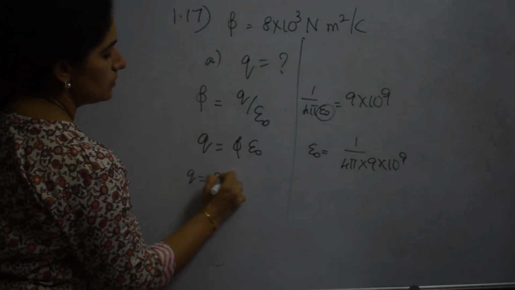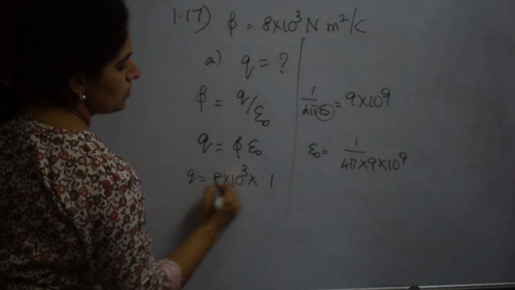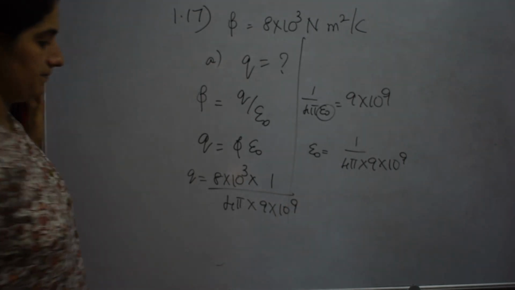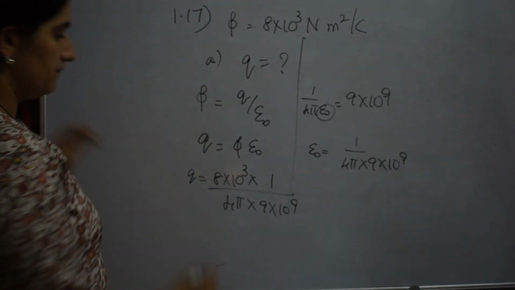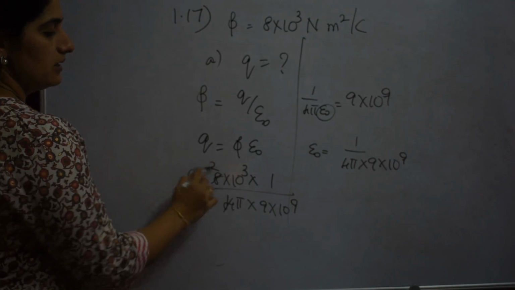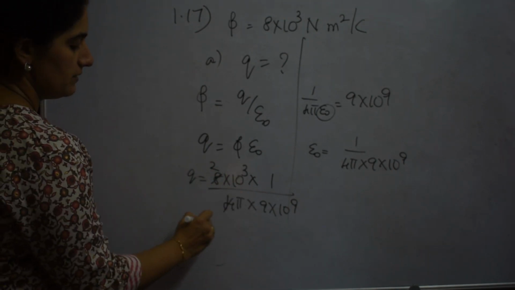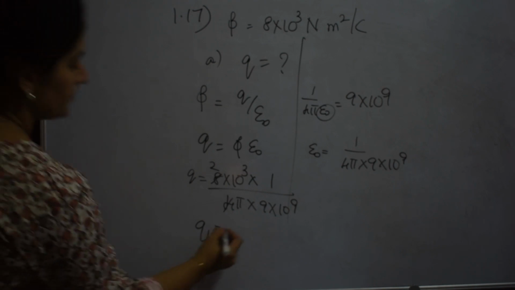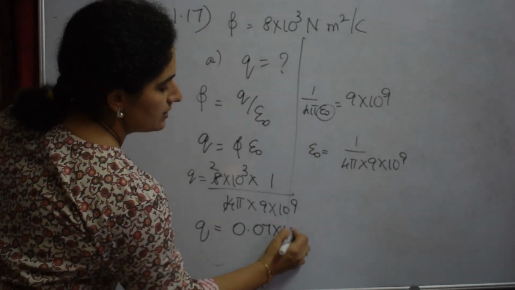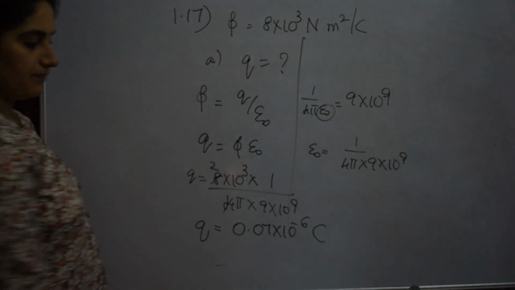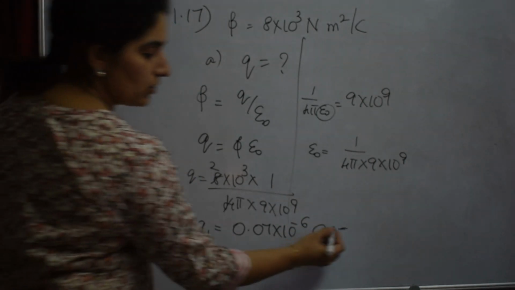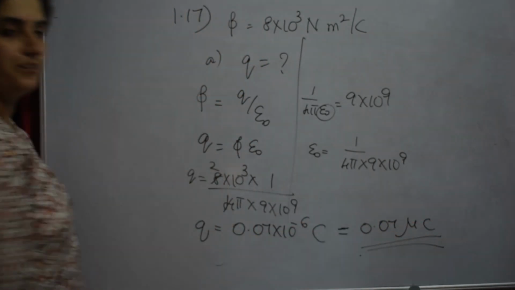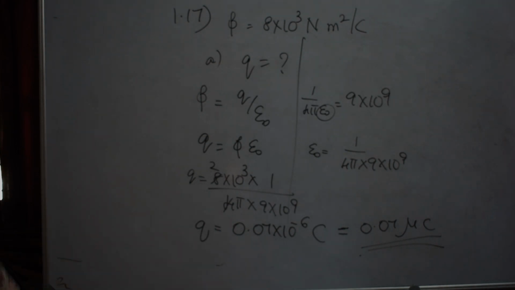So Q will be equal to 8 into 10 to the power 3 into 1 by 4 pi into 9 into 10 to the power 9. You can simplify it, the powers of 10 and the numbers, and the answer comes around 0.07 into 10 to the power minus 6 Coulomb. Minus 6 is micro, so you can write it as 0.07 micro Coulomb. So this is for the first part.